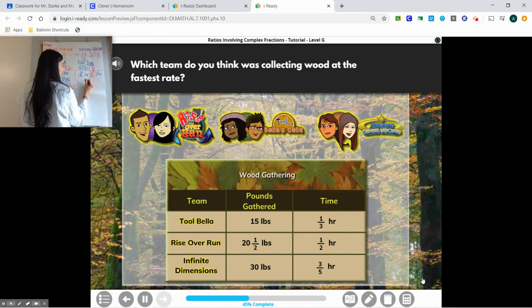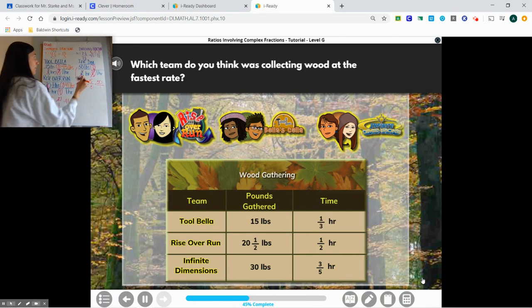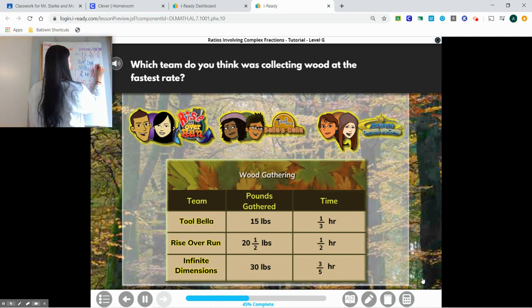Let's come down here. We have to do 30 over 1 times 5 over 3. Cross reduce. 3 divided by 3 is 1. 30 divided by 3 is 10. Multiply straight across. 10 times 5 is 50. 1 times 1 is 1. So we know Infinite Dimensions is 50 pounds per hour.